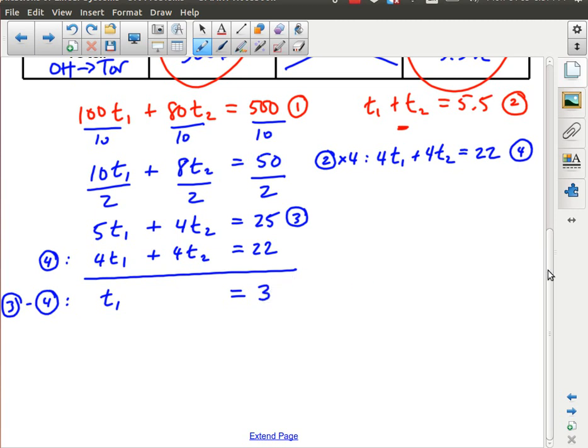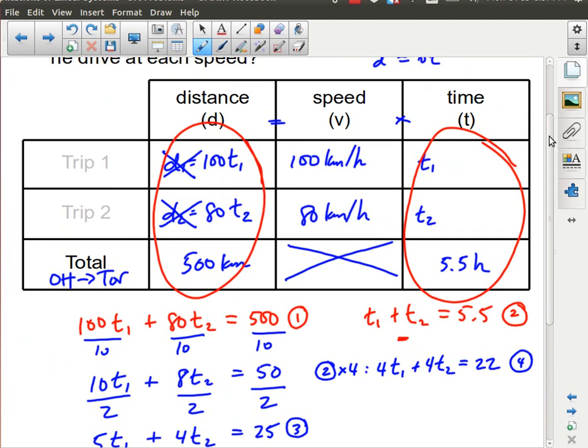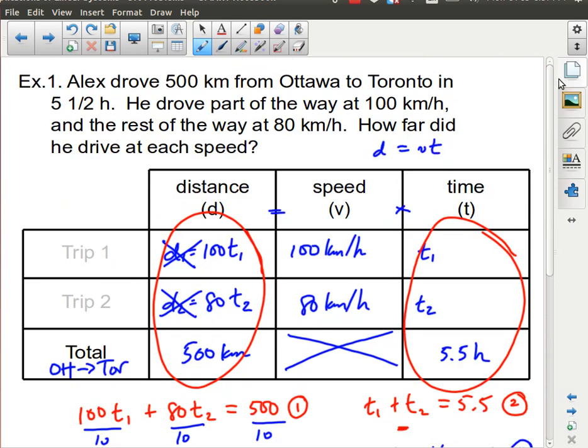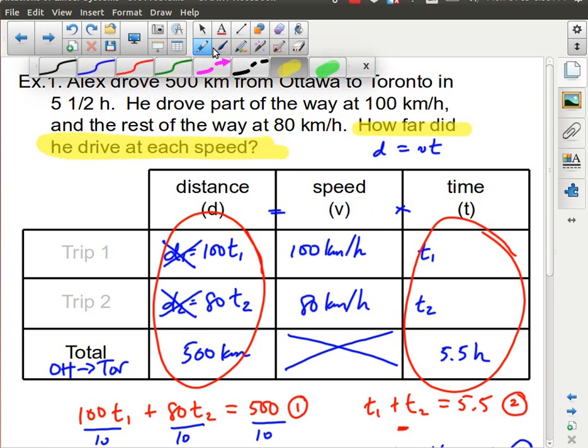Now might be a good time for us to go back and consult the original question, find out what we're actually trying to find, just to refresh our memory. How far did he drive at each speed? So the distance that he drove at each speed is contained here, 100 t1 and 80 t2. So I actually need to solve for t1 and to solve for t2. So let's just keep in mind, how far did he drive at each speed? That's what I'm interested in.